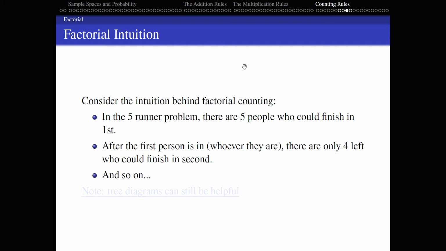So the intuition as to why we keep dropping one when we multiply all these together can be seen through that, if you will. Tree diagrams can still be helpful to make sure that we're not missing possibilities and can go through, okay, well, if person A took first place, what are the different options for person B, and so on.